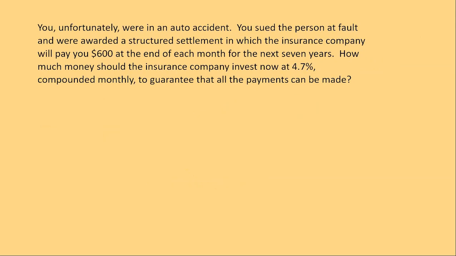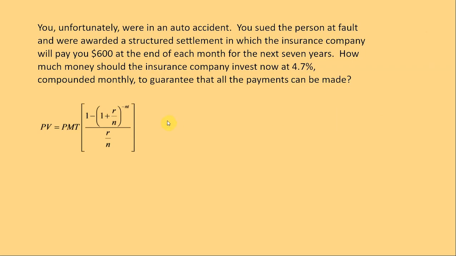You unfortunately were in an auto accident. You sued the person at fault and were awarded a structured settlement in which the insurance company will pay you $600 at the end of each month for the next 7 years. How much money should the insurance company invest now at 4.7% compounded monthly to guarantee that all the payments can be made? So again, we're looking for present value, and we're going to use that same formula that we just used in the last problem.